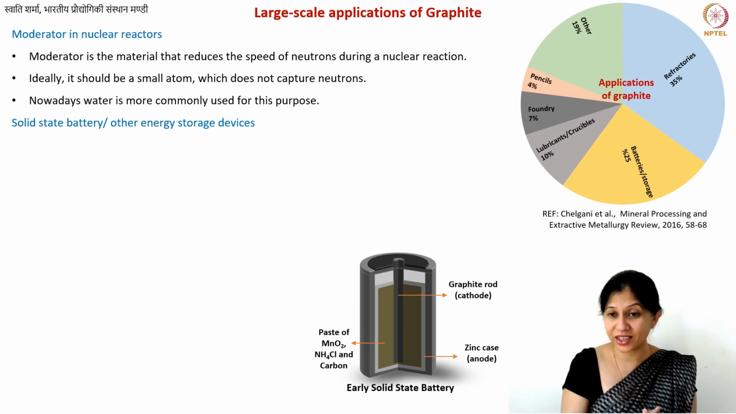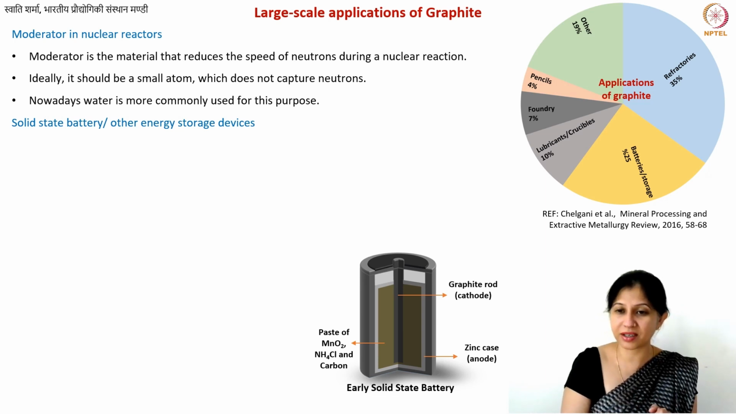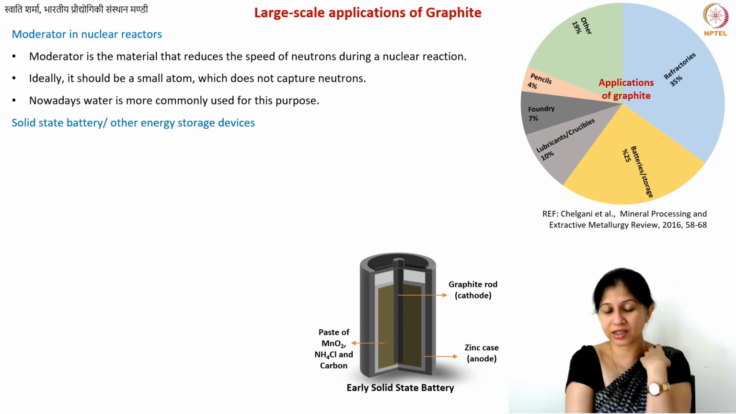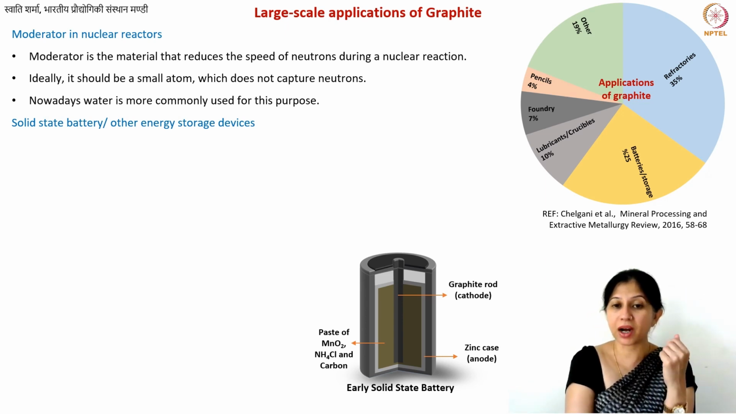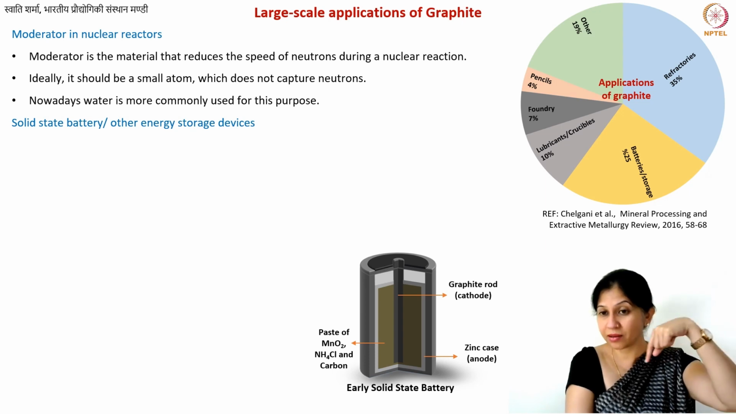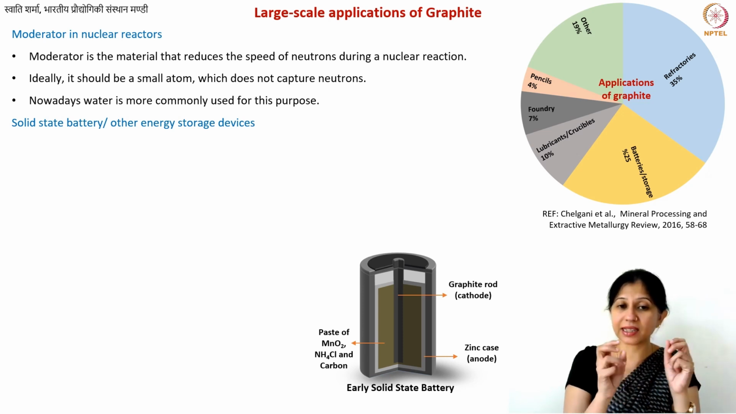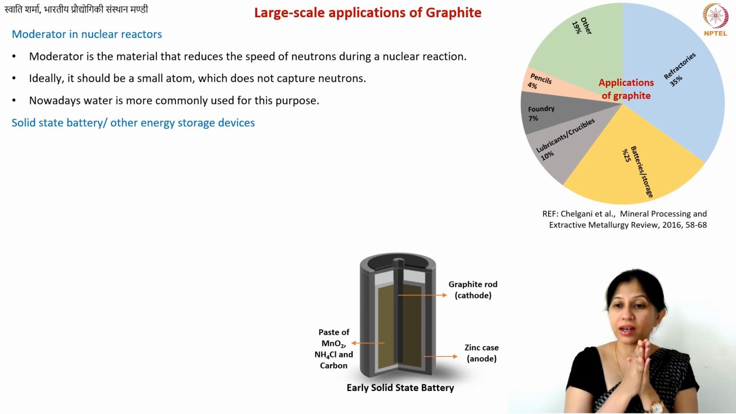Actually, not much has changed in the case of solid state batteries. The materials have been modified a little bit, the efficiencies have gone high, but in terms of design, not too much has changed. So you will see that there is a zinc casing which forms the anode, and a graphite rod is what makes the cathode. Now you will see that what is filled inside is a paste of MnO2 and ammonium chloride, and that paste also contains some carbon material.